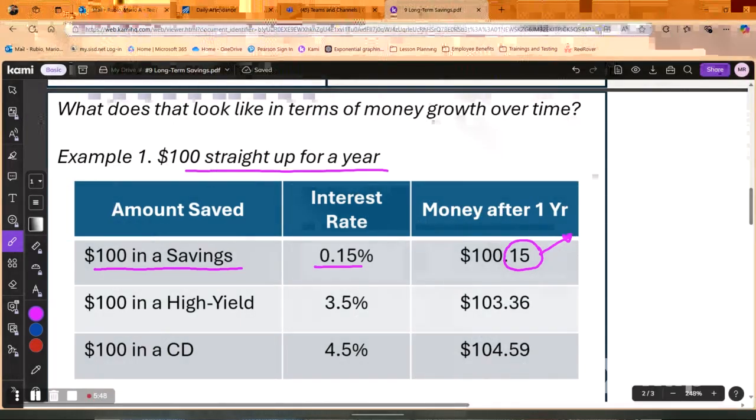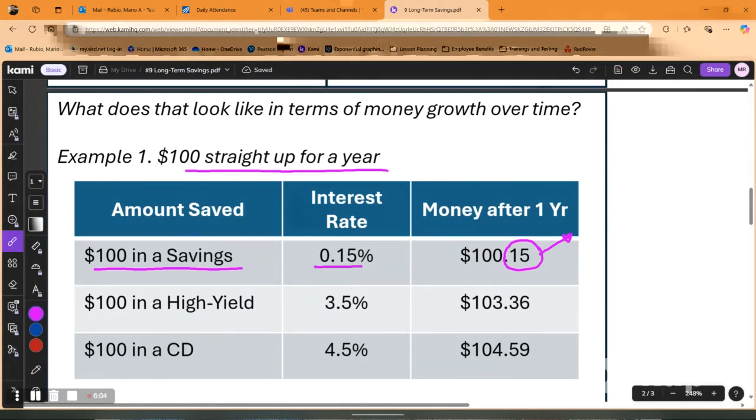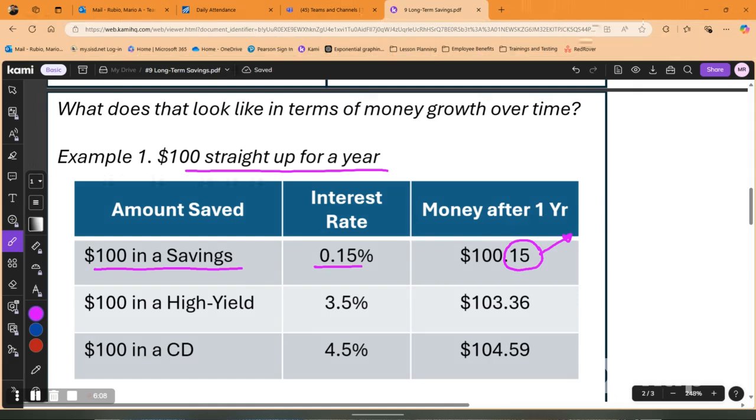You didn't do anything. If you keep $100 in your wallet for a year, it's still worth $100. It's actually worth less because of inflation. You can buy less things with it. But $100 in your wallet today is $100 in your wallet a year from now. $100 in a savings account is $100.15 in a year. So at least you're earning some kind of money. It's not a lot, but it's something.